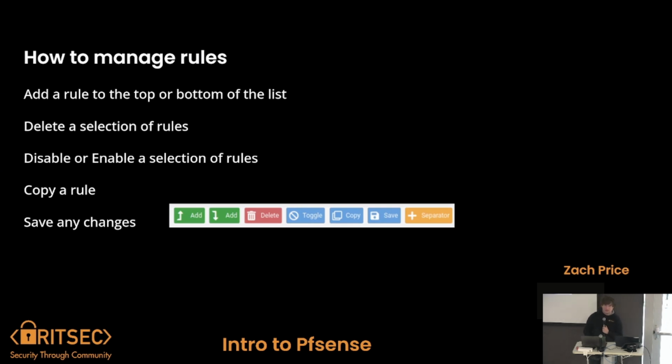The second button allows you to select multiple rules and delete them. Pretty self-explanatory. Toggle allows you to either disable or enable the rules. So if you don't think a rule is working but you want to keep it around, you can just disable it instead of fully deleting it, so you can mess around with it and not have to start over fresh. You can copy a rule, which just creates a carbon copy, and save saves any changes you make. So if you reorder the rules, you can just save that. Separator is just a GUI thing if you want to make it look somewhat nicer. You're never going to have so many firewall rules that you need to use it.